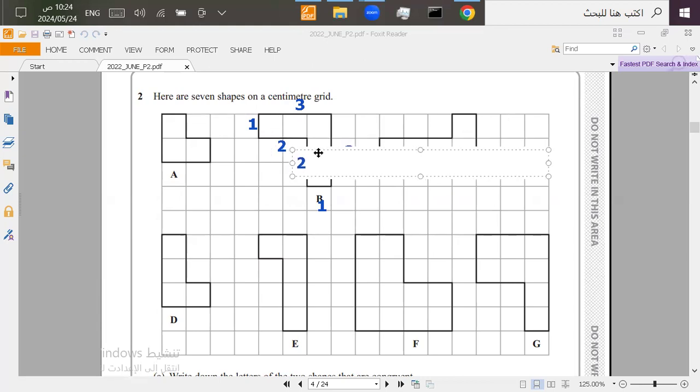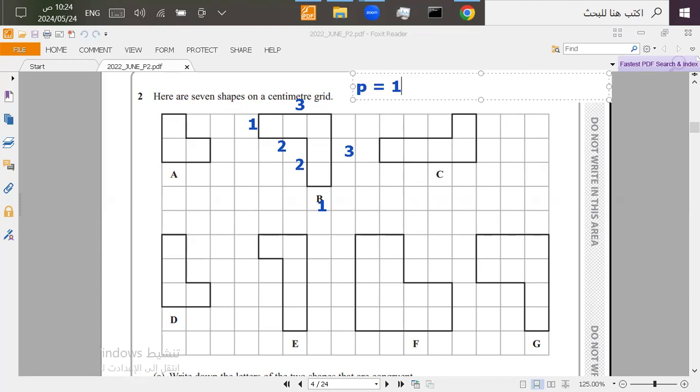Now, let's work out the perimeter of the shape by adding all the lines together. So 1 plus 2 is 3, 4, 5, 6, 7, 8, 9, 10, 11, 12. It means the perimeter of shape B equals 12. Make sure that you find the lines first and then you add them together. This is how you find the perimeter. Now let's move on to the next question.